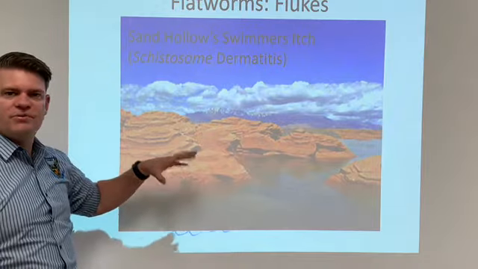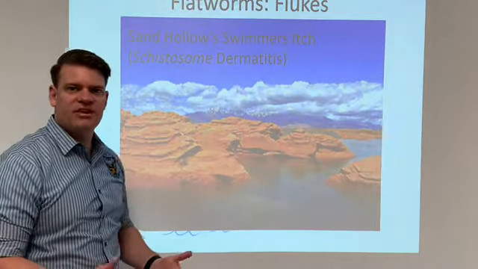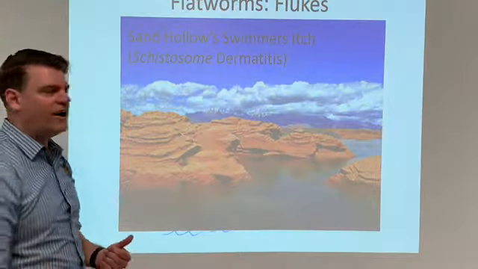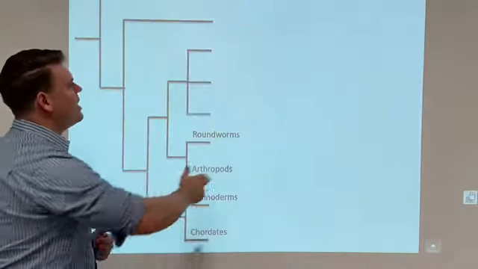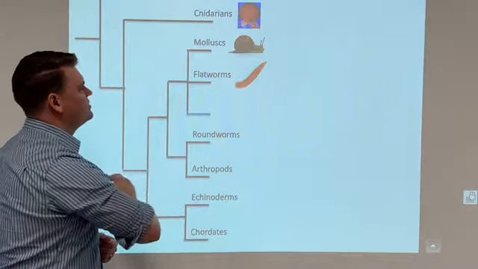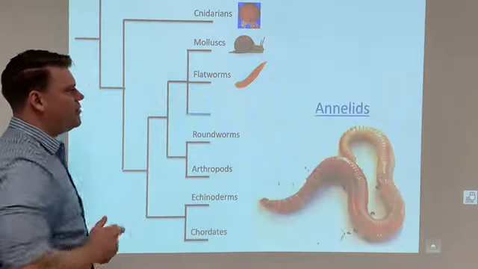That's actually swimmer's itch that you get, because they think they're trying to infect us, but really they should be infecting the waterfowl. All right, so we have our sponges, our cnidarians, our mollusks, our flatworms, and now we have our annelids.